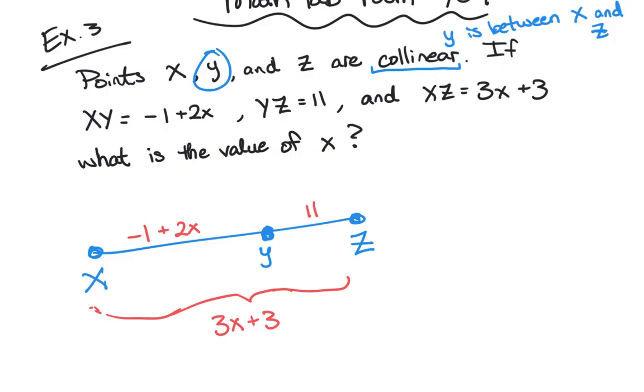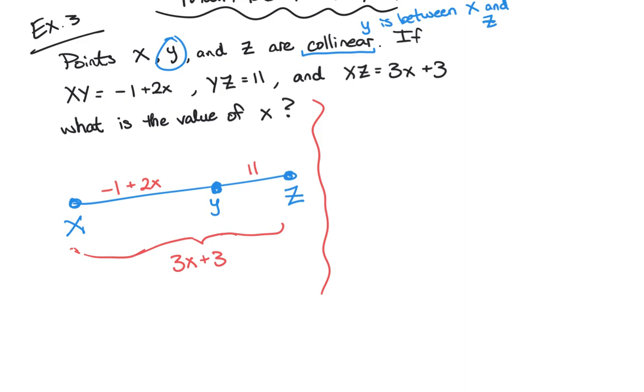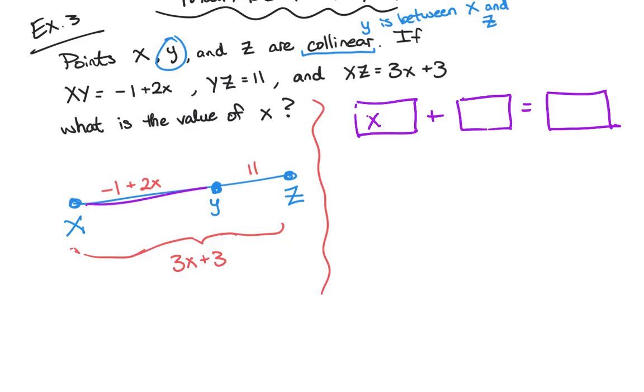The first thing we're going to do is set up our segment addition postulate. I know that the part plus the part has to equal the big papa. Our first little part is XY, and our next little part is YZ. My pen is not working super good. And the whole thing, big papa, is XZ. There's my segment addition postulate.